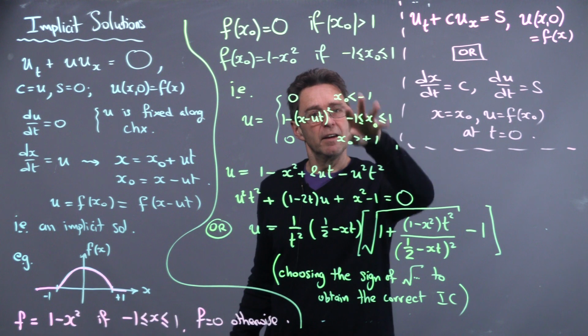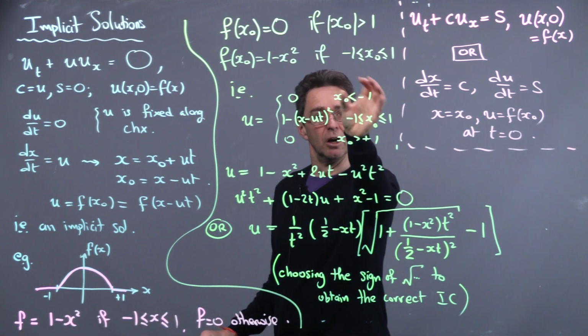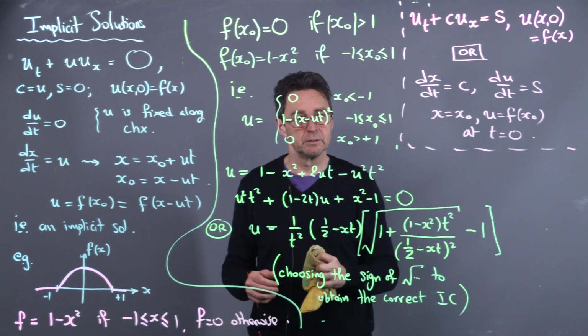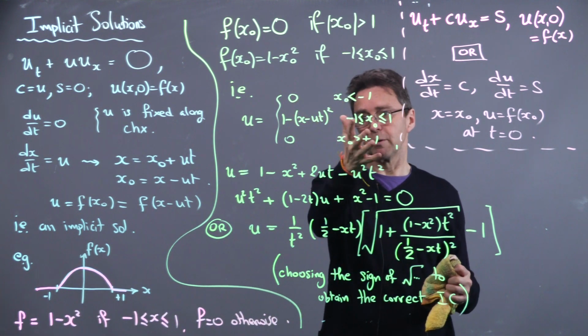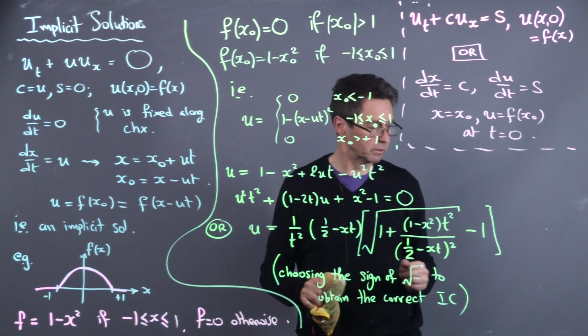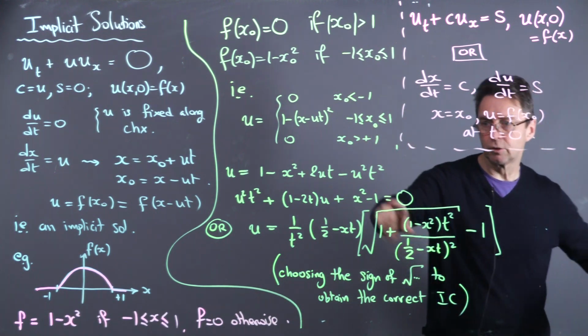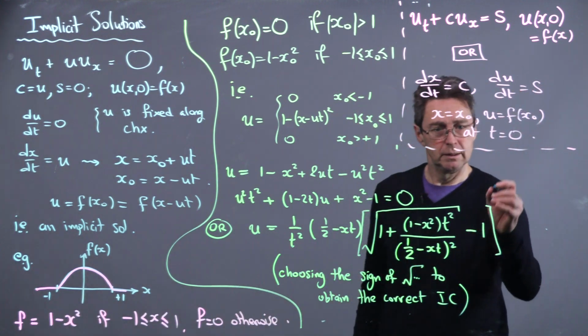And so this set of divisions in x0 don't obviously correspond to the intervals that I would write down in x, which is clearly what I want to do because I want to write u as a function of x and t. So let's just quickly grapple with that.